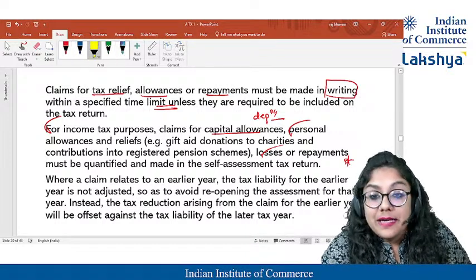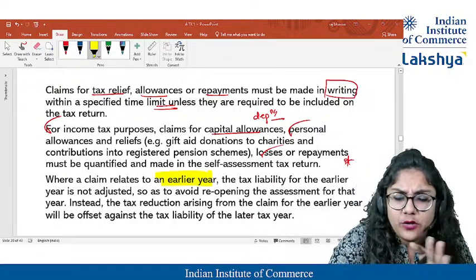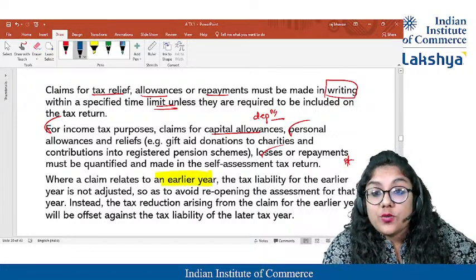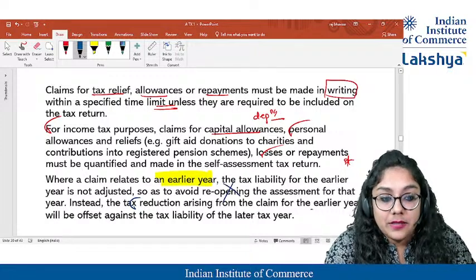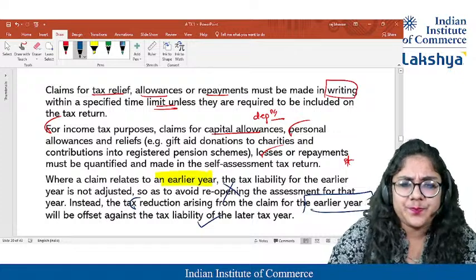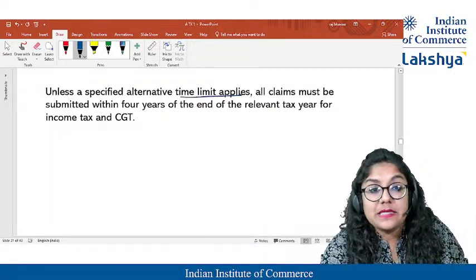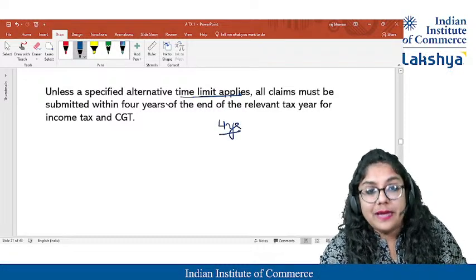When a claim relates to an earlier year, the tax liability for the earlier year is not adjusted. We cannot go back and change anything, so as to avoid reopening of the assessment. Instead, the tax reduction can be offset in the later tax years. Unless a specific alternative time limit appears, all claims must be submitted within 4 years from the relevant date.